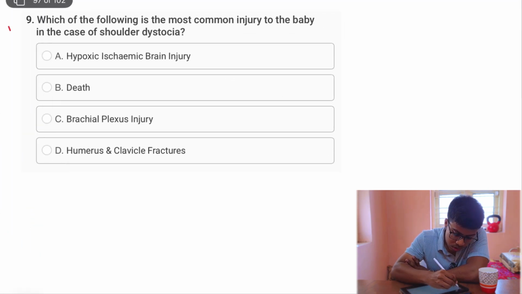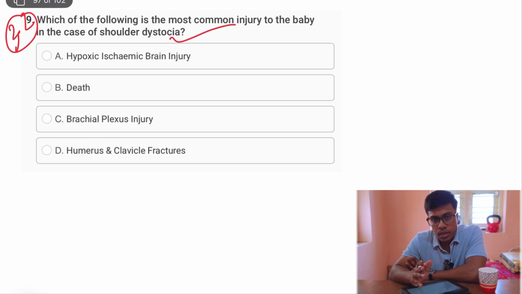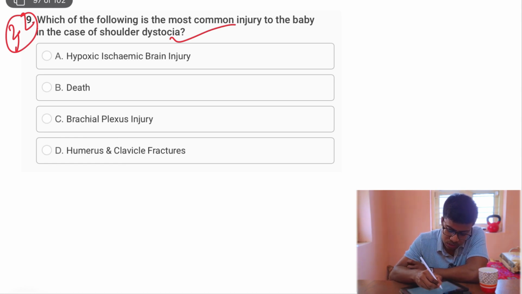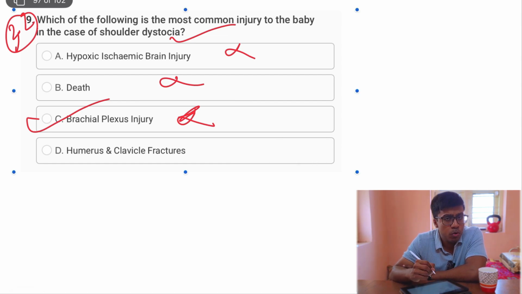Now this is question 32, I guess. Which of the following is the most common injury to the baby in case of shoulder dystocia? This is also a question asked a lot of times, in anatomy. If you know the anatomy, you can answer this question easily. Hypoxic ischemic brain injury, no relation. Death, no relation. Brachial plexus, yes. Why? Because shoulder and brachial plexus go together. Humerus and clavicle fracture can be there, but brachial plexus injury is the most common.